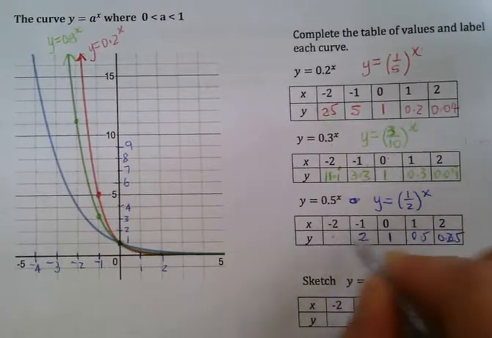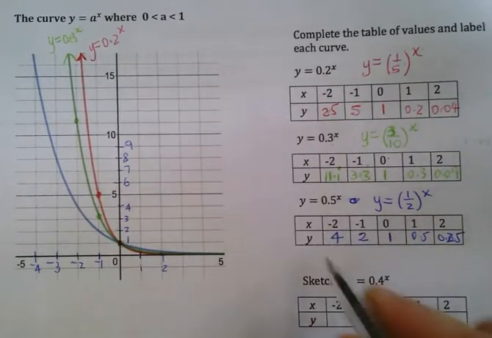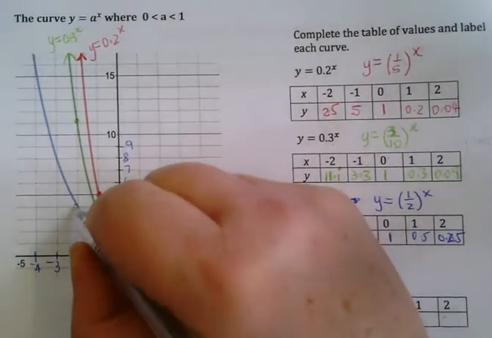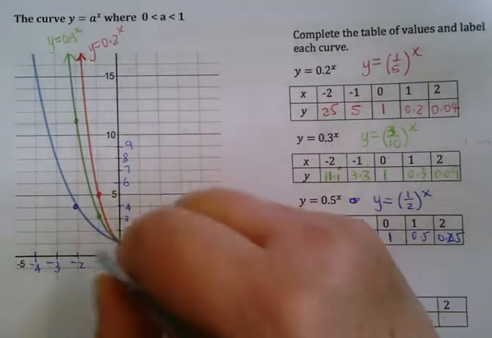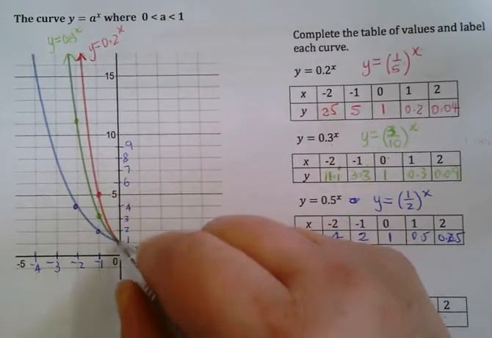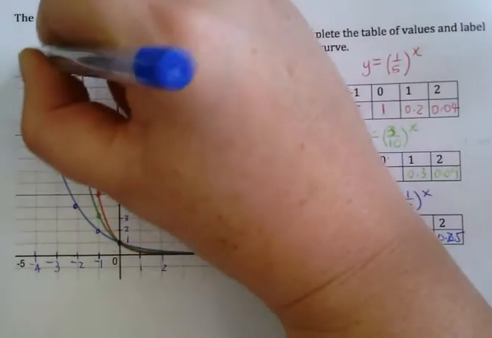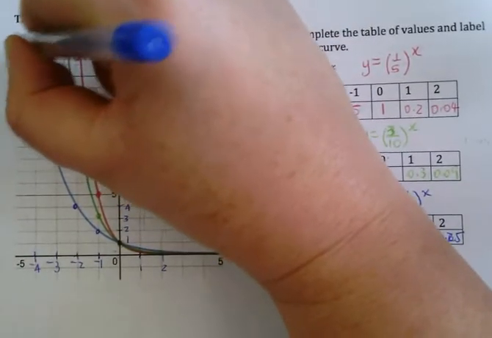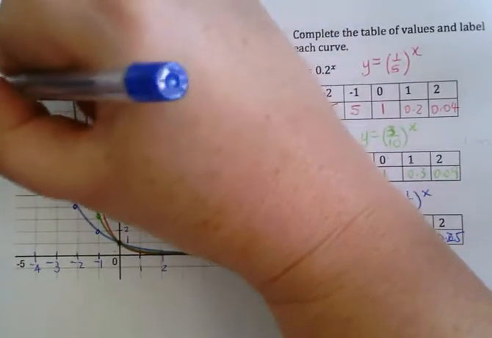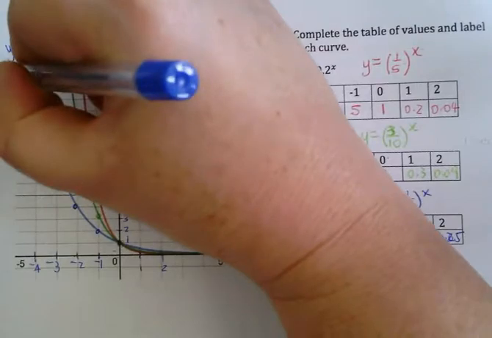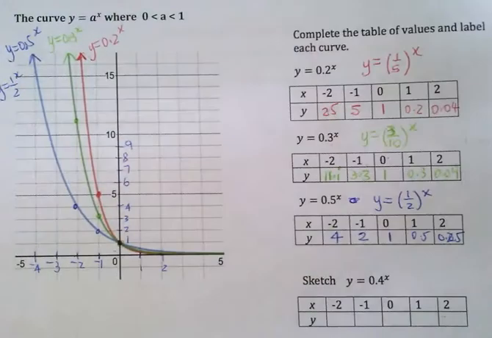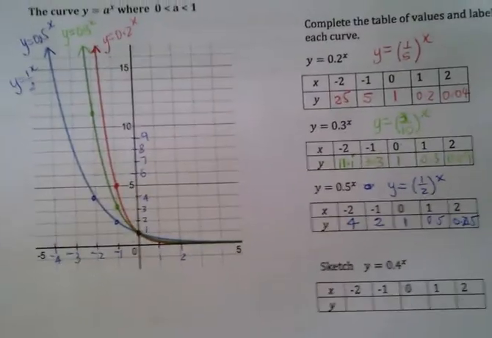This should be 2 and this one is 4. So when x is negative 2, y is 4. When x is negative 1, y is 2. When x is 0, y is 1. And the others are 1/2 and a quarter. So the blue curve is y equals 0.5 to the power of x, or y equals 1/2 to the power of x. Okay? So they're fractions.